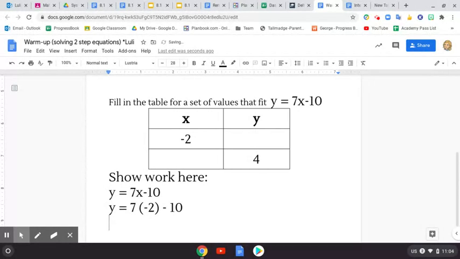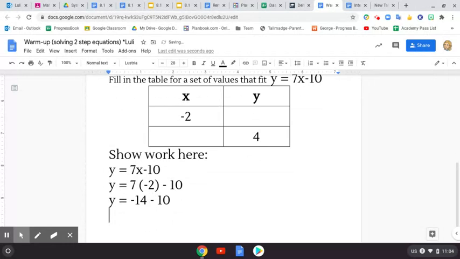Then we use our order of operations on the right side to solve for y. We have multiplication and subtraction, and the multiplication comes first. So 7 times negative 2 is negative 14, minus 10. Feel free to use your calculator on any of these. Negative 14 minus 10 is negative 24. If you're doing it in your head, you'd add the opposite, so a plus and then a negative 10, or type it in your calculator and you'd get negative 24.